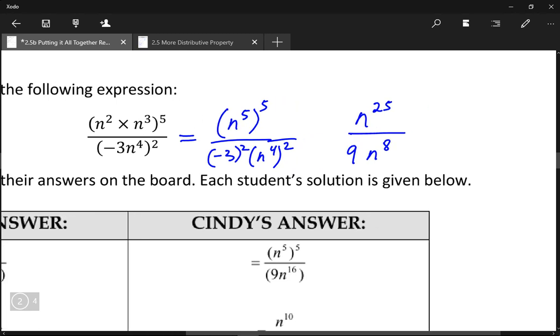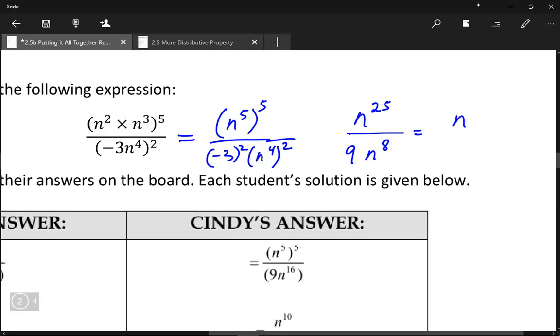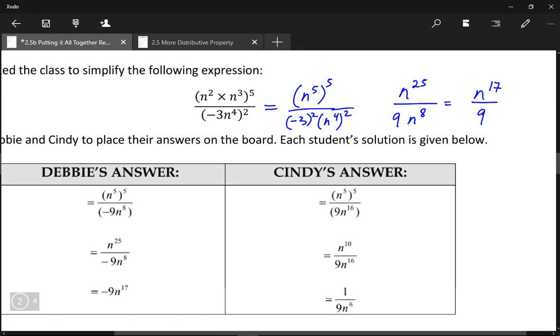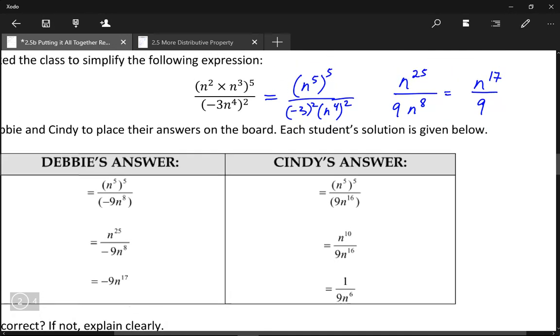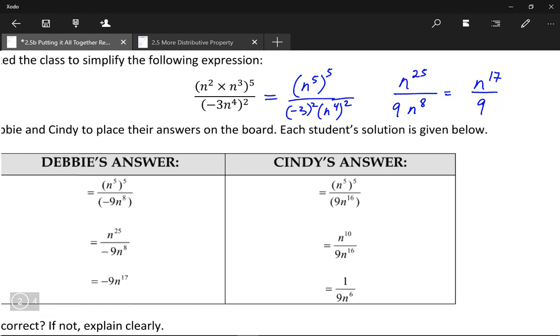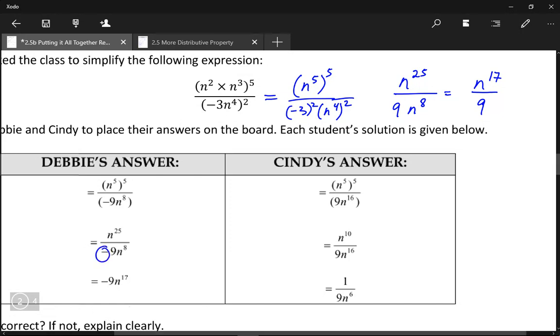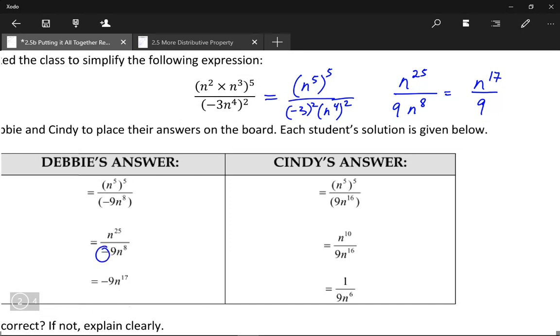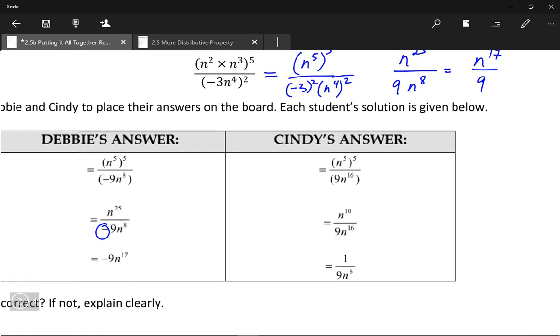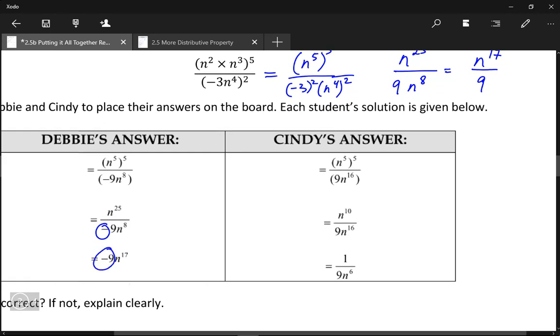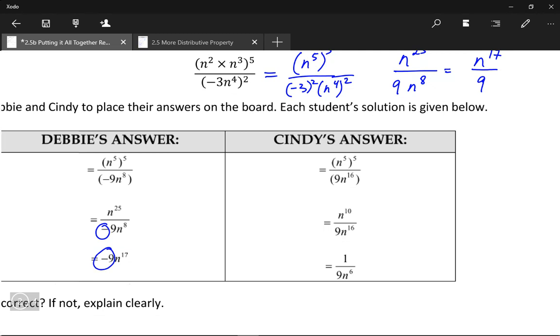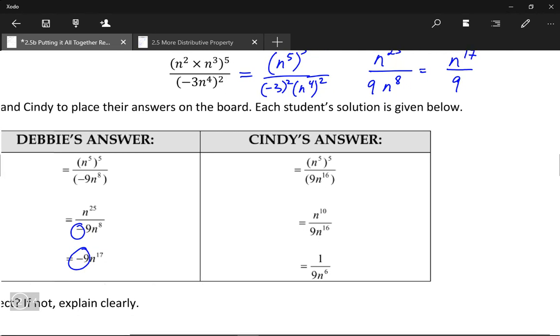And then when I subtract the exponents, I get n to the exponent 17 divided by 9. Okay? Then you can compare which one has the correct answer. So if I look at Debbie's answer, she does very much the same thing I did, except she kept the negative. She forgot to multiply the negative 3 times negative 3 again. And then all of a sudden she puts the negative 9 back up on the top instead of leaving it on the bottom.